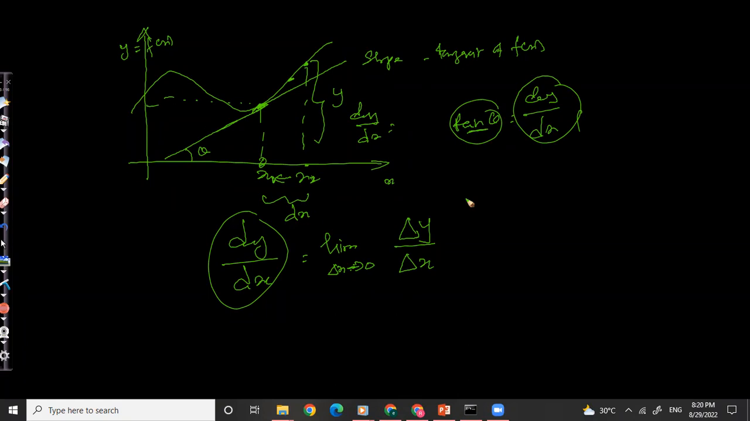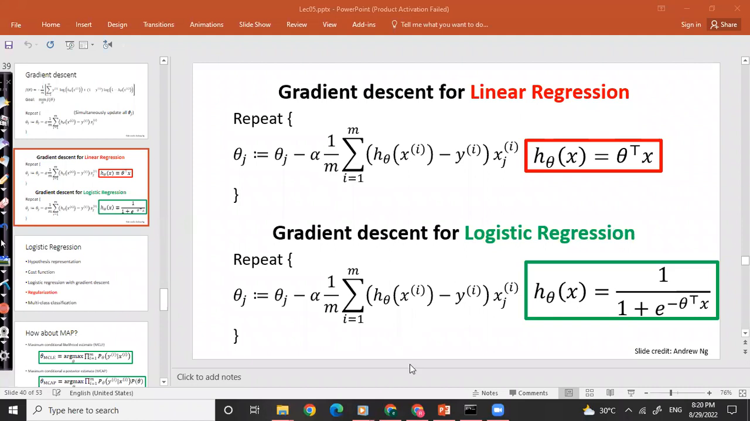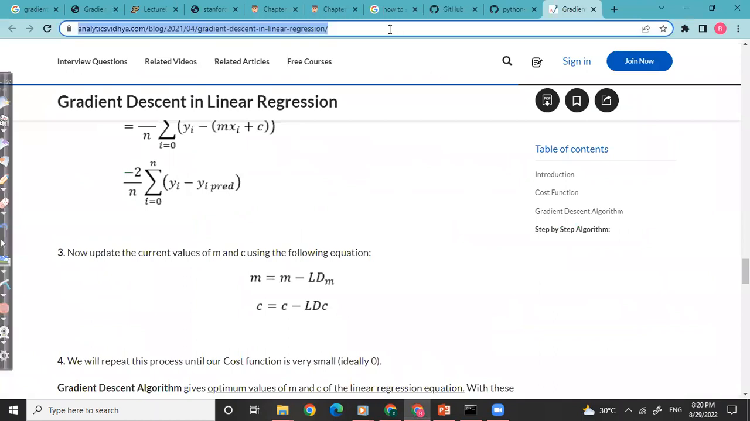Okay, so here this one is some curve. Okay, I will explain. Yeah, this article.